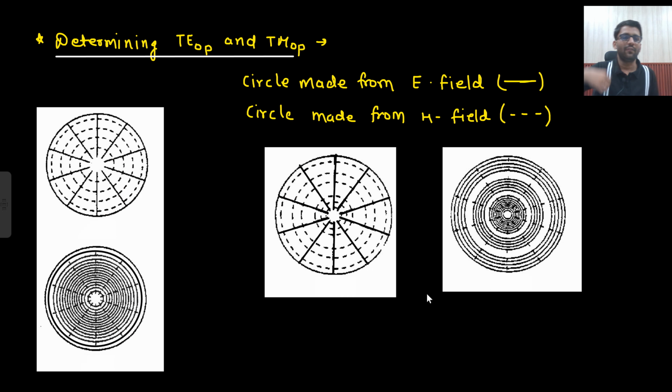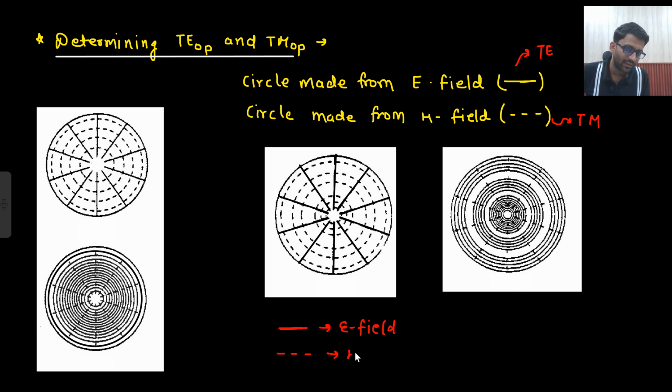So if n is 0, then how will the field pattern look? Here if you see this pattern, this pattern, this pattern, all look the same: from a dot, field lines are spreading out. You can see some radial lines and some circles. If the circles are made from the E field, then it is TE. And if circles are made from the H field, then it is TM. And what did I tell you? Your dashed line is the E field. This will be given in the examination, so do not worry about it. And your dotted line is the H field.